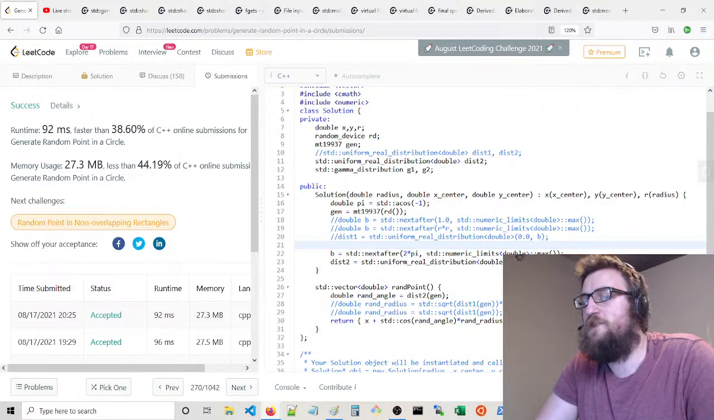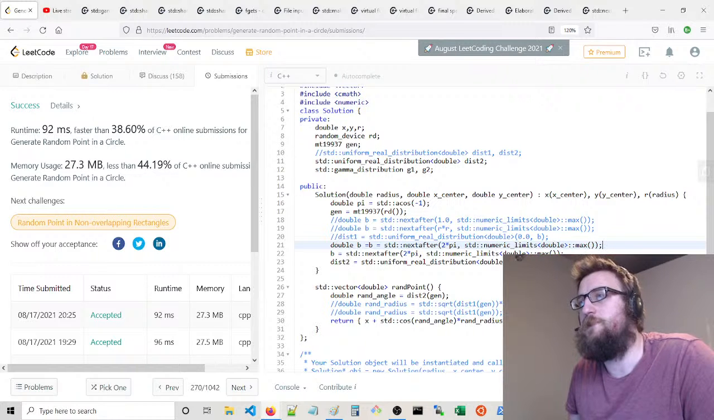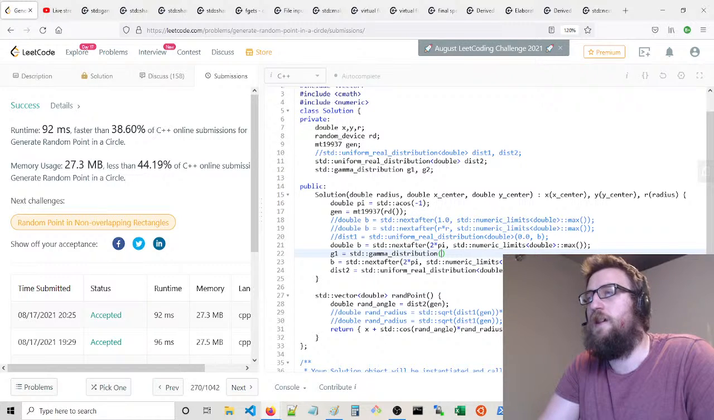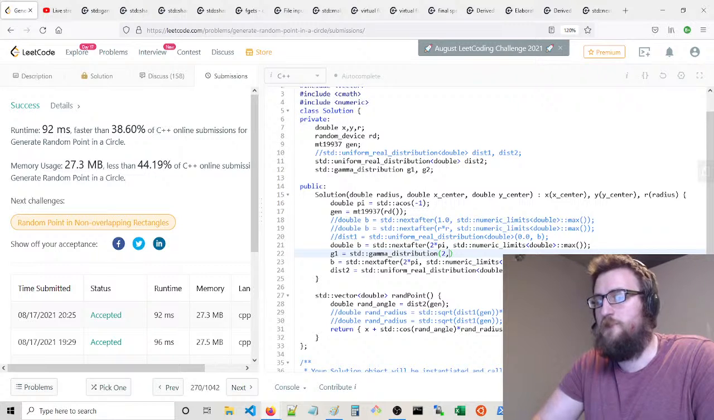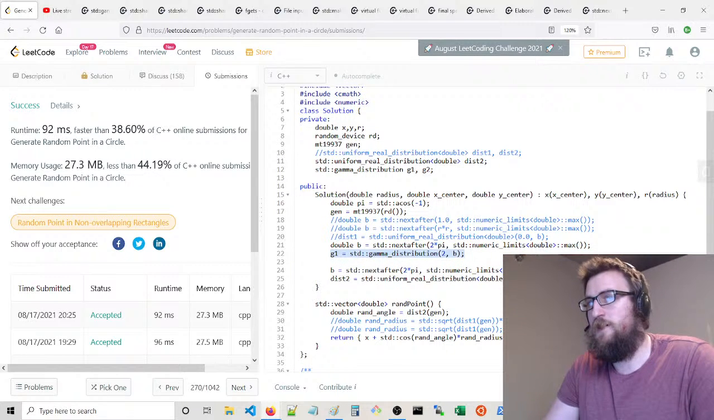So we'll just say double B. Do a similar thing here. Okay. So we want G1 to be a gamma distribution with A and B. So A is 2 and B is 0, right? Or A and B, and then the other one is the other way.